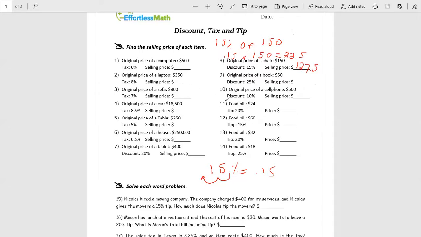Let's look at 11. So a tip, that means we're adding, like with the first example. So we have 20% of 24. 20% as a decimal is 0.2. Multiplied by 24. And that gives us 4.8. We add that to 24 and we get 28.8 for the price.